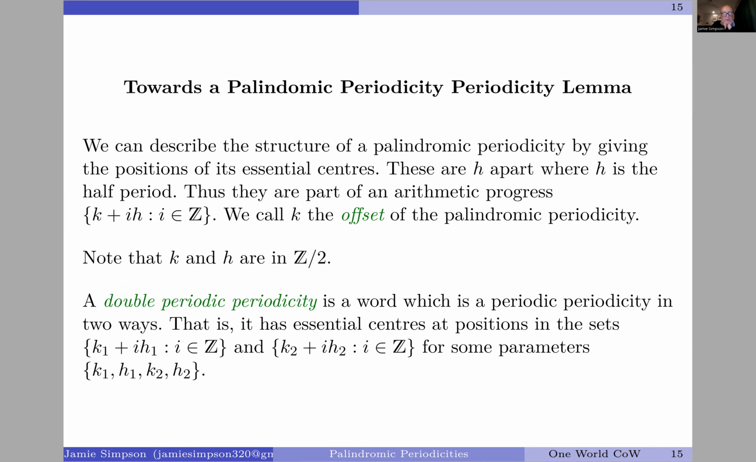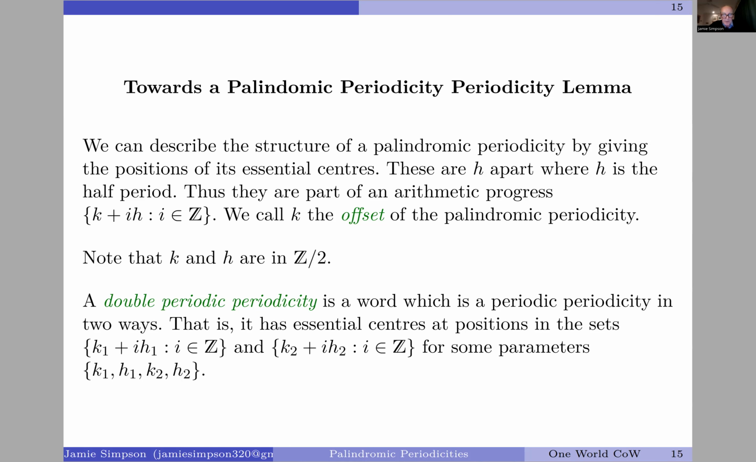So first of all, we can describe a palindromic periodicity by the positions of its essential centers, and these are h apart, so they're sitting in an arithmetic progression of the form k plus ih. h is the half period, and we call k the offset of the palindromic periodicity. We're interested in k and h in Z over 2. Z over 2 means the integers divided by 2, so it means the set of integers plus the set of integers plus a half. And both k and h are in that set.